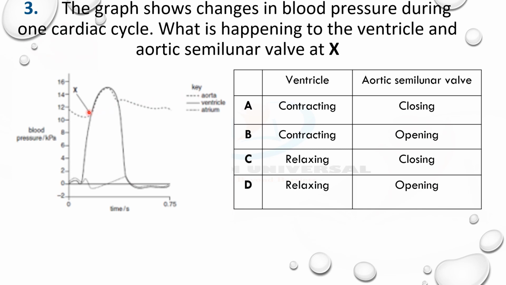Okay, so at this point the pressure in the ventricle is greater than the pressure in the aorta, so that means that the aortic semilunar valve will have to open. When the pressure of blood in the ventricle is greater than that of the aorta, the aortic semilunar valve will open so that blood can move from the left ventricle into the aorta. All right, so this is likely the answer.